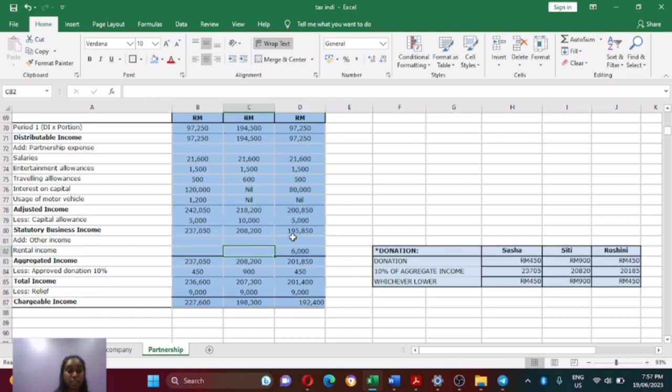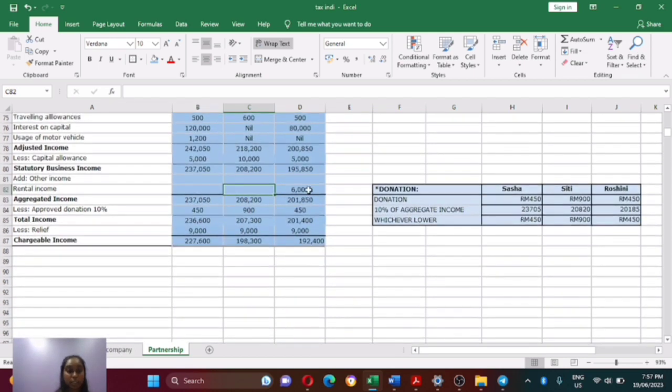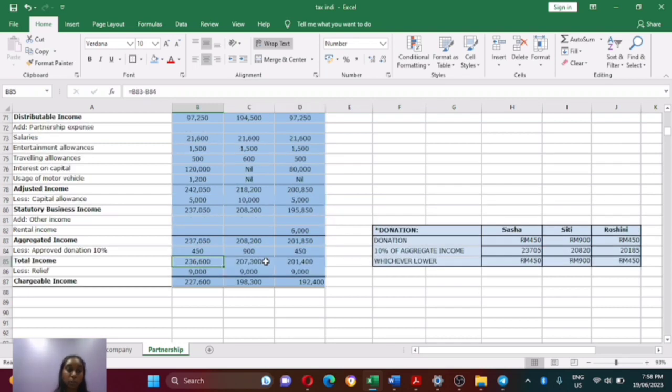To the statutory business income, we have to add all the other incomes. For example, Roshini has rental income, so I just add the 6,000 here. Then we get the total aggregate income. The total aggregate income has to be reduced by the donation. Whenever we deduct it, we get the total income.